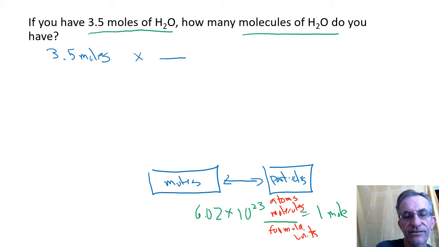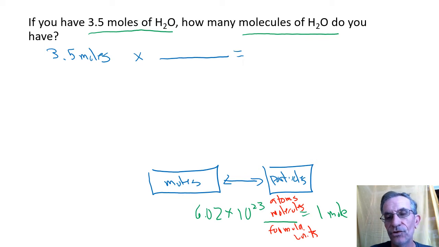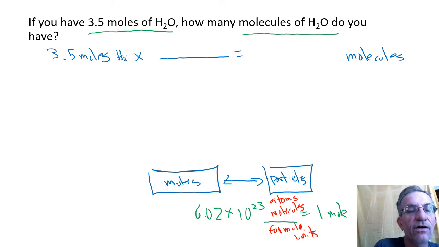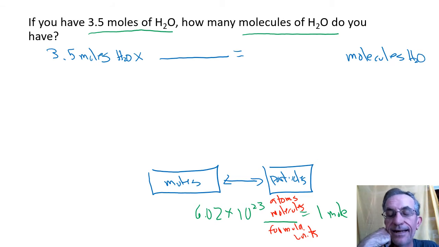We'll put a conversion factor in here. Write down the unit you're trying to go to. You're trying to go to molecules this time. You have 3.5 moles of water. How many molecules do you have? That's what I'm solving for. Now, to get from one to another, we have to have a conversion factor.